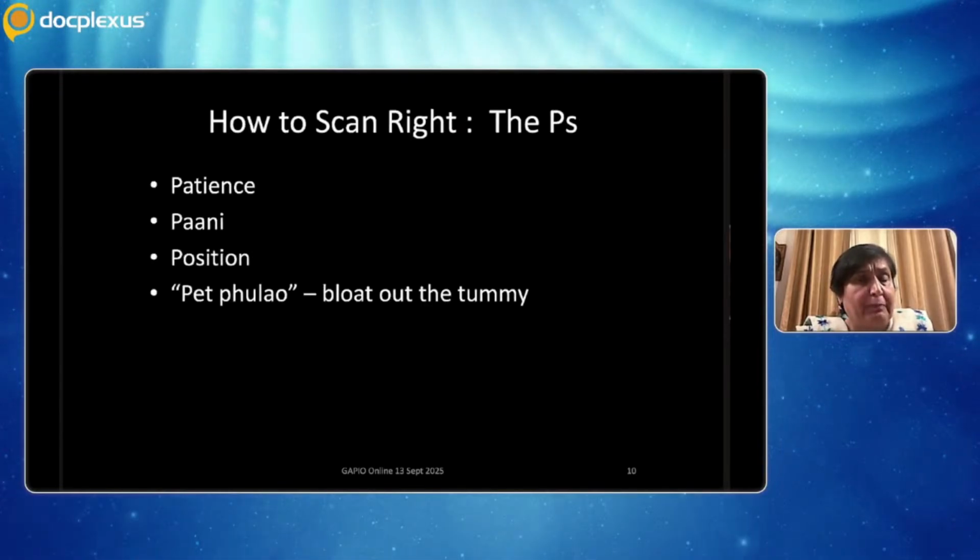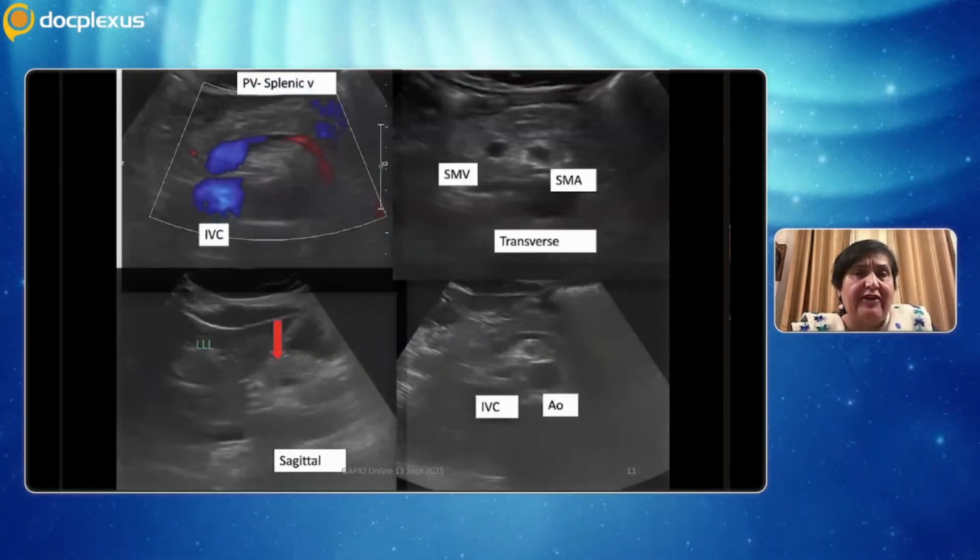So here you follow the three P's. This was taught to us long, long ago. Patience: put your transducer there and try to dispel the overlying bowel and try and see the pancreas. Pani: give the patient water to drink, distend the stomach and use this as a window to see the pancreas. Position: you can make the patient slightly recumbent, or make the patient sit up a little, and try and see the pancreas. And tell the patient to distend the abdomen, pet pulao, bloat out the tummy and try and see the pancreas.